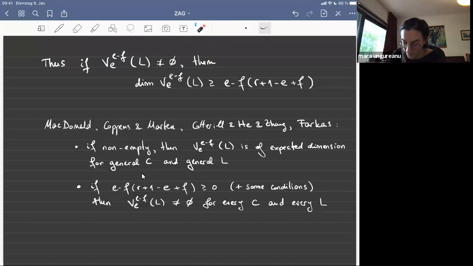Also, we know that if this is greater or equal to 0 plus some numerical conditions, so here maybe things can still be improved, then I know that this is also non-empty for every C and every line bundle on it, and so on. So this means that the computations that McDonald did are actually valid, if you want. And of course, this is where the degenerations come in.